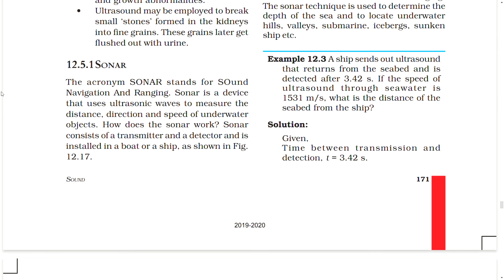12.5.1 Sonar. The acronym Sonar stands for Sound, Navigation and Ranging. Sonar is a device that uses ultrasonic waves to measure the distance, directions and speed of underwater objects. How does the sonar work? Sonar consists of a transmitter and a detector and is installed in a boat or a ship, as shown in the figure.